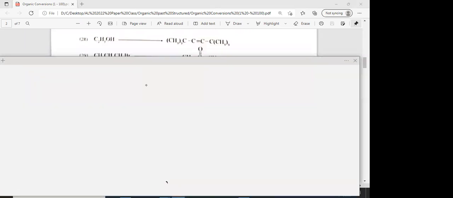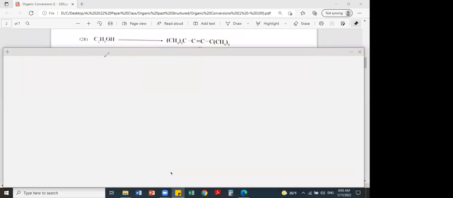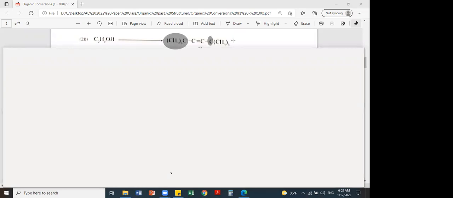How to do 28? Now again this is a very lengthy one, no? The carbon chain is extended. But this one is a very tricky one. You can see here there's a double bond in the middle and two similar groups attached. Did you notice this side also a similar group is attached? Then (CH3)3C is added to the terminal.